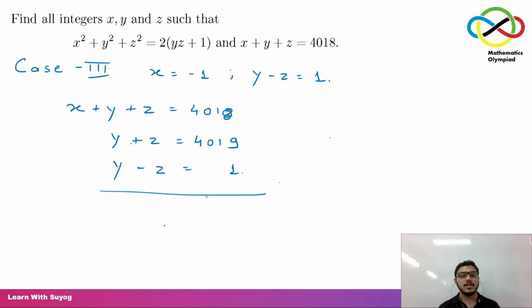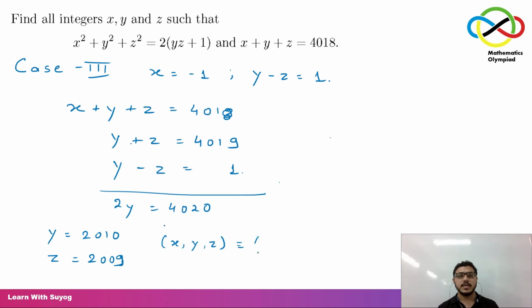And when we solve that, we'll get 2y to be equal to 4020. So y would be equal to 2010 and z to be equal to 2009. So if we solve for x comma y comma z, what we will get is minus 1 comma 2010 comma 2009. So this was the case number 3.